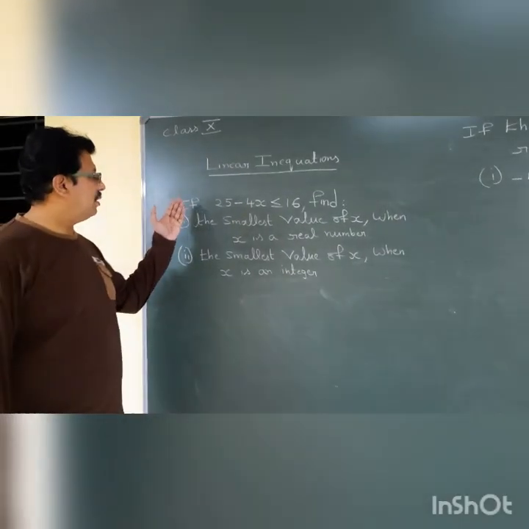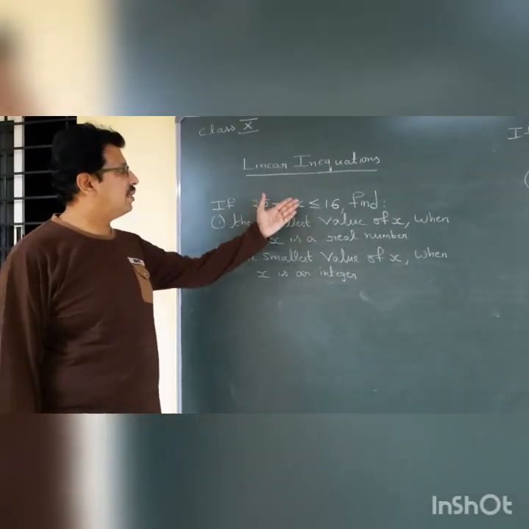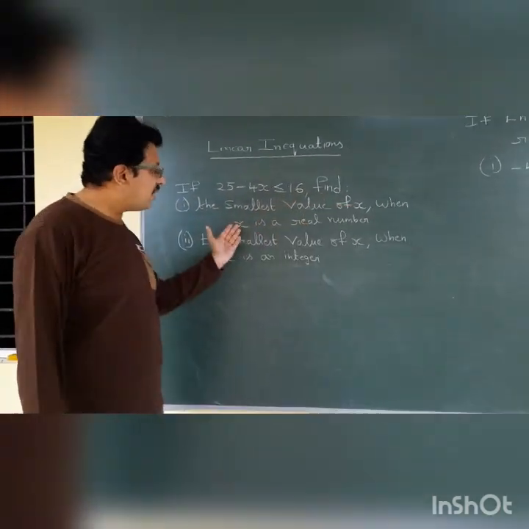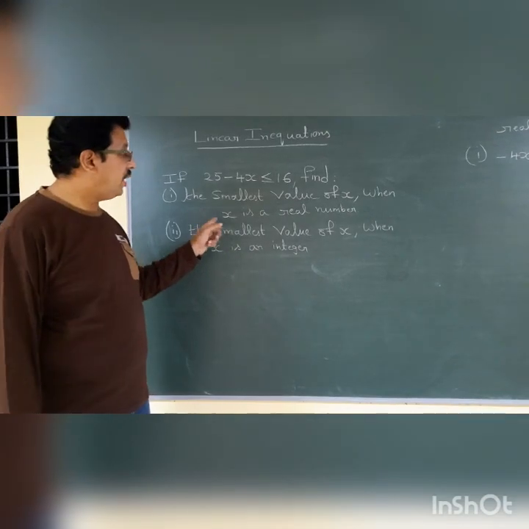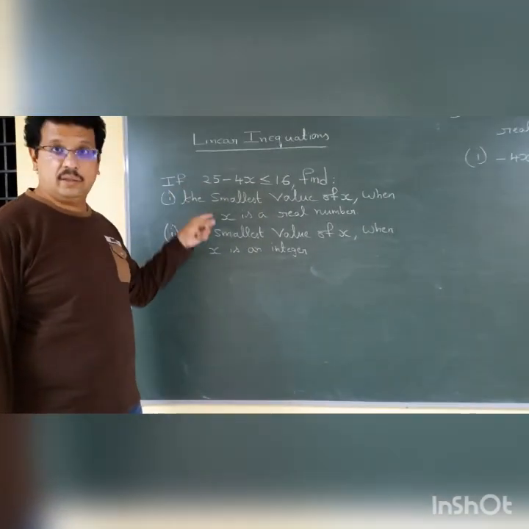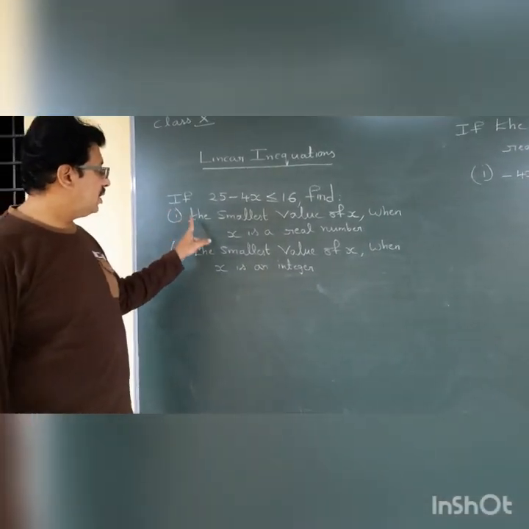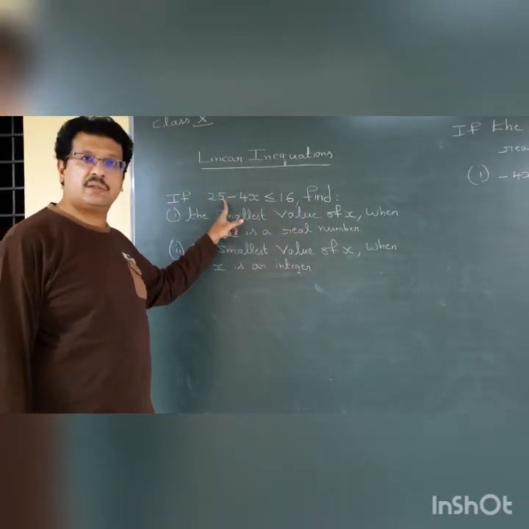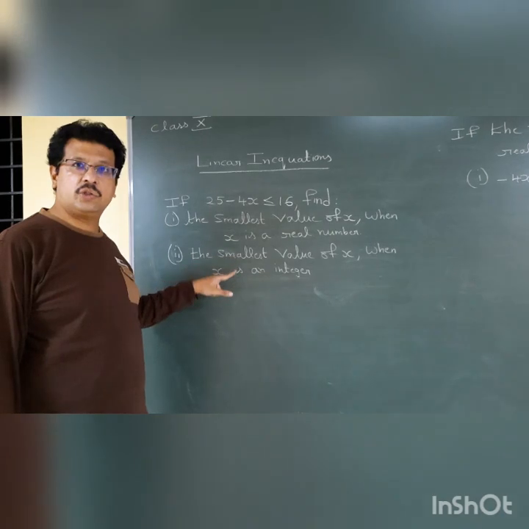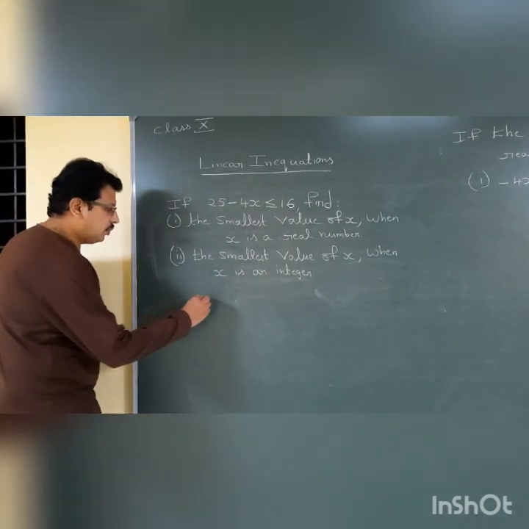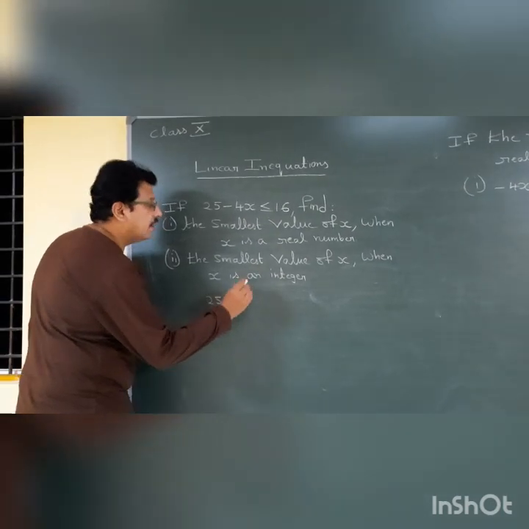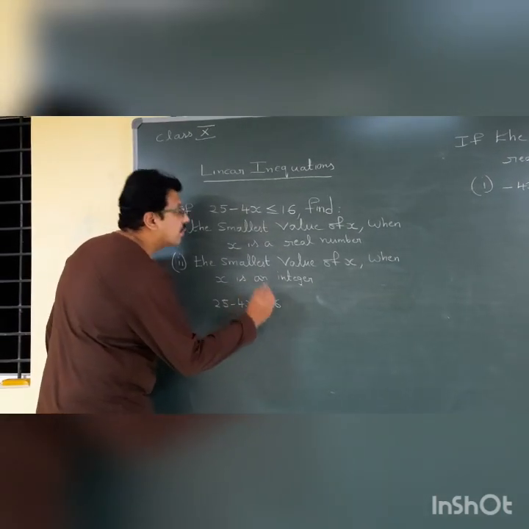So the next sum is: if 25 minus 4x less than or equal to 16, find the smallest value of x when x is a real number. So we have to be very clear about the question in this problem. The first question says the smallest value of x when x is a real number. Let me first solve this problem, then we will come back to question 1 and question 2 here. So 25 minus 4x less than or equal to 16.